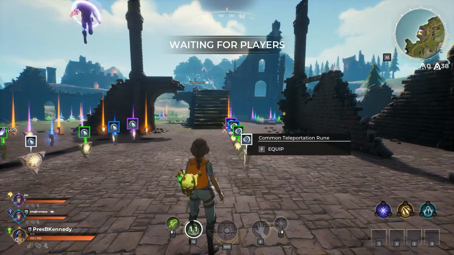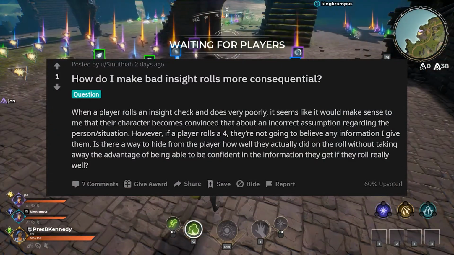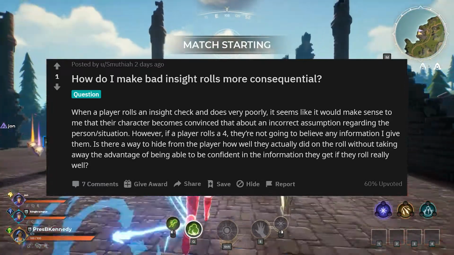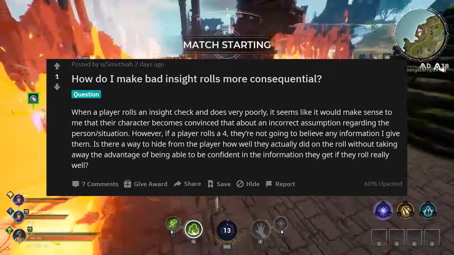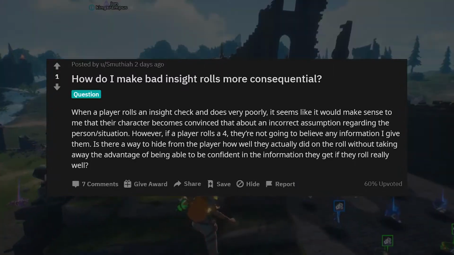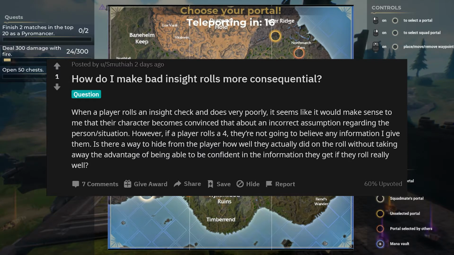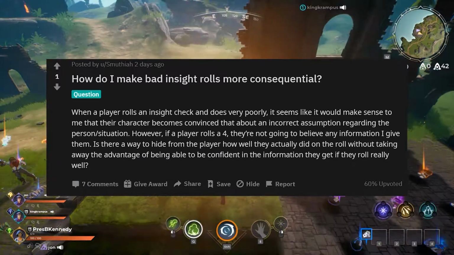All right, the first piece of advice we have today is how do I make bad insight rolls more consequential? When a player rolls an insight check and does very poorly, it seems like it would make sense to me that their character becomes convinced about an incorrect assumption regarding the person and situation. However, if a player rolls a 4, they're not going to believe any information I give them. Is there a way to hide from the player how well they actually did on the roll without taking away the advantage of being able to be confident in the information they get if they rolled really well?